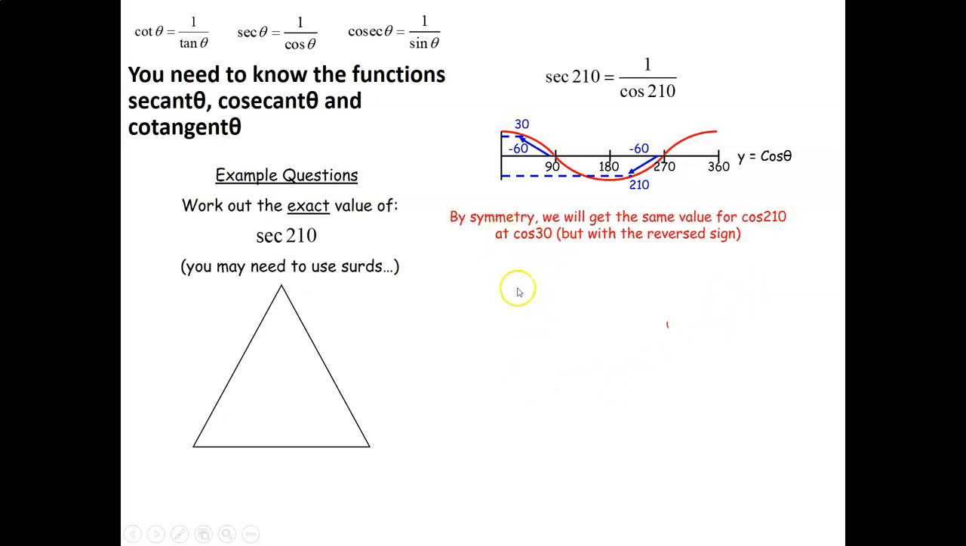Now, to remind ourselves what cos of 30 is, we can use our equilateral triangle. That's why I've got that here. Remember, we can split our equilateral triangle in half. The side length here is 2. This is half of that, which is 1. Using Pythagoras, this is root 3. This angle here is 30 because my equilateral triangle has angles of 60 and this angle has been bisected. So cos of 30 is adjacent, which is root 3, over hypotenuse, which is 2.